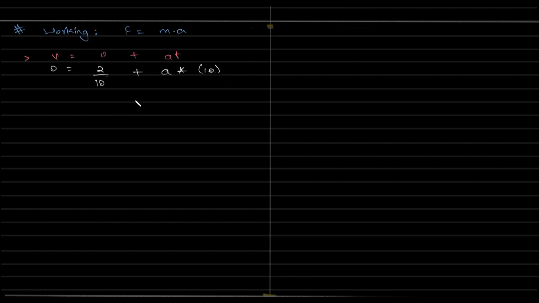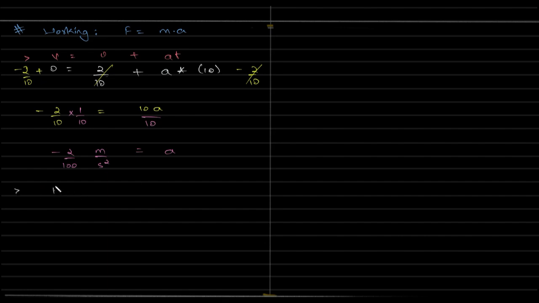Time is 10 seconds. So further calculation is, we'll subtract 2 by 10 on both sides. So this and this get cancelled. So we have minus 2 by 10, which is equal to 10a. Then we divide by 10 on both sides. So this is basically minus 2 by 100 meter per second squared, which is your acceleration. Okay, we know the acceleration now.